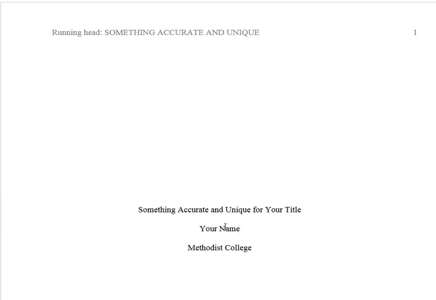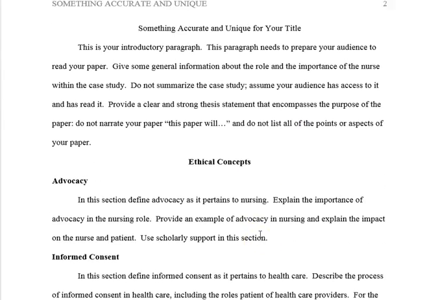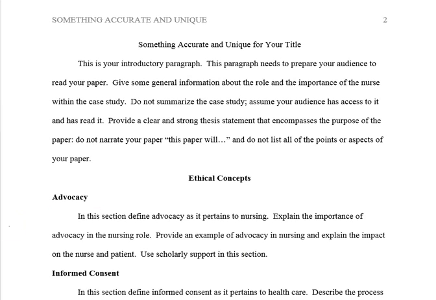Okay, here's the template. This is the first page. Everything is formatted for you correctly, double-spaced, Times New Roman 12-point font. The running head, all you have to do is replace the "something accurate and unique" with what your title actually is. Remember, the words running head stay on that first page, but not on any of the other pages. So here, something accurate and unique for your title, your name, and Methodist College. That's all that needs to go in that first page. That's your title page.